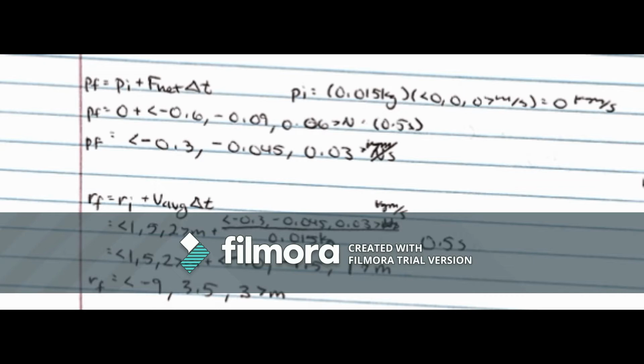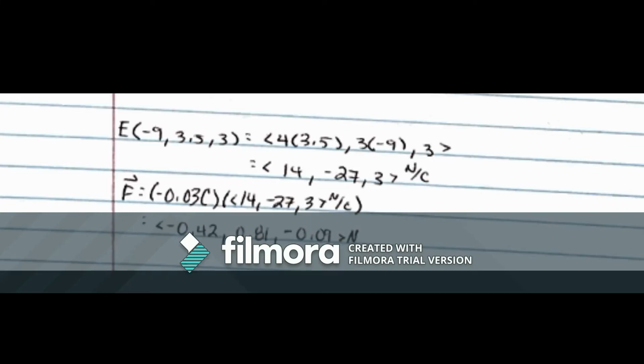Now that we've gotten the momentum, we can update the position with the position update, which is: final position equals initial position plus the average velocity times the change in time. We already have the initial position, and to get the average velocity, we're going to divide the momentum that we just got by the mass, and then multiply that by the time step of 0.5 seconds. Once that's all divided and calculated out, our final position is going to be <-9, 3, 5.3> meters.